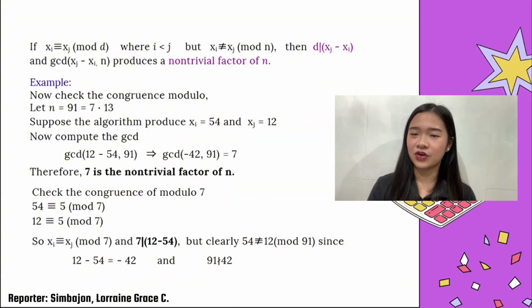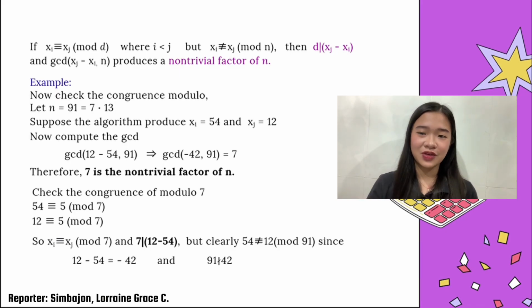Here in Pollard Rho factoring method, if x sub i is congruent to x sub j modulo d, where i is less than j, but x sub i is not congruent to x sub j modulo n, then d divides x sub j minus x sub i, and the GCD of x sub j minus x sub i and n produces a non-trivial factor of n. To better understand this statement, I prepared an example.